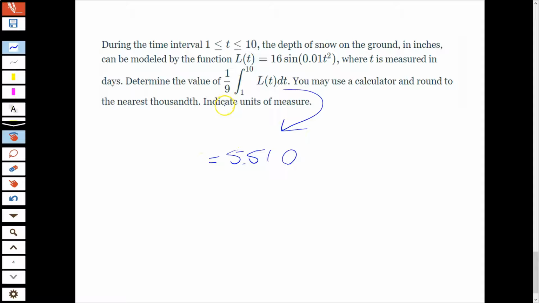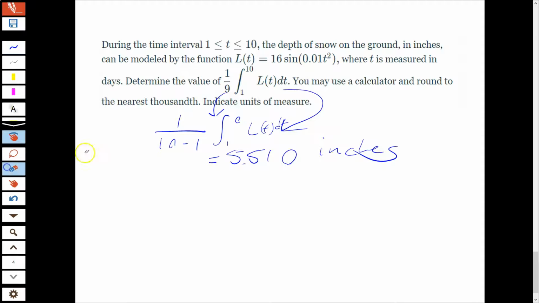So that math wasn't very hard. Units of measure, well, this is the sum of a bunch of L's, I guess, and L is the depth of snow on the ground. So L would be in inches. Okay, let's think about what this represents. So I'm going to rewrite this integral in a certain way. 9 is 10 minus 1, right? And notice my integral goes from 1 to 10 of L of t dt.